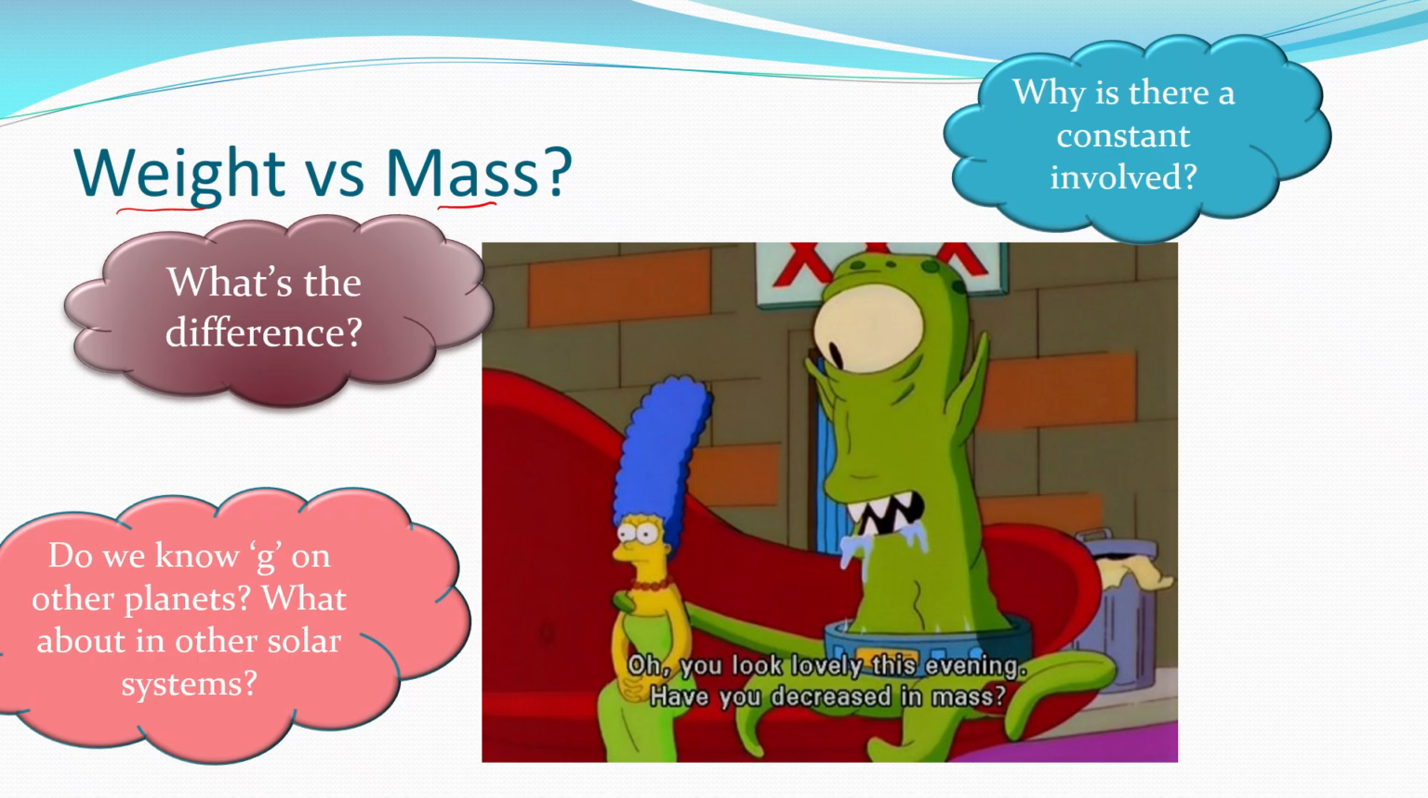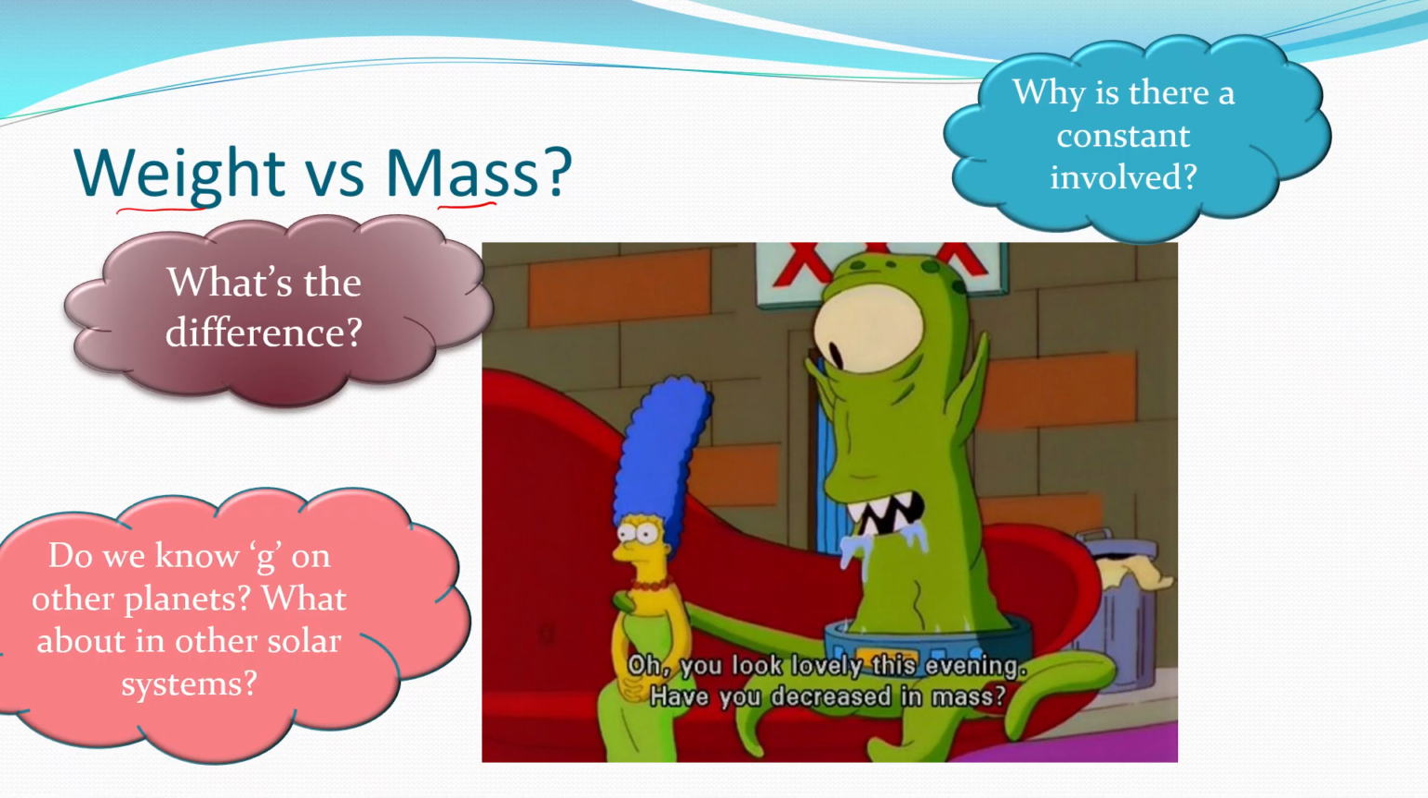Mass is the amount of matter inside an object measured in kilograms. Weight is the force due to gravity. It's a force, so it should be measured in newtons. But because we're humans and we're silly, we measure it in kilograms anyway. All right, but they're not the same thing.